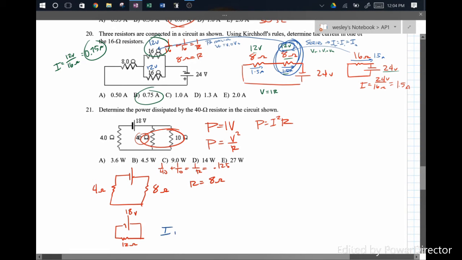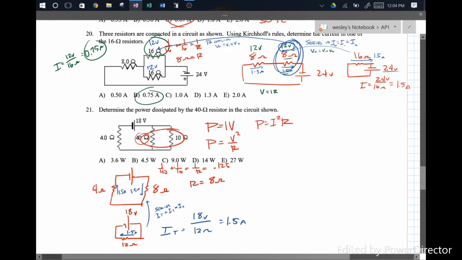So if I want the total current, it's 18 volts divided by 12 ohms. And that's 1.5 amps. So I have 1.5 amps running through there. Since that's a combination of things in series, total current is equal to the individual currents. So I have 1.5 amps through that, 1.5 amps through that.